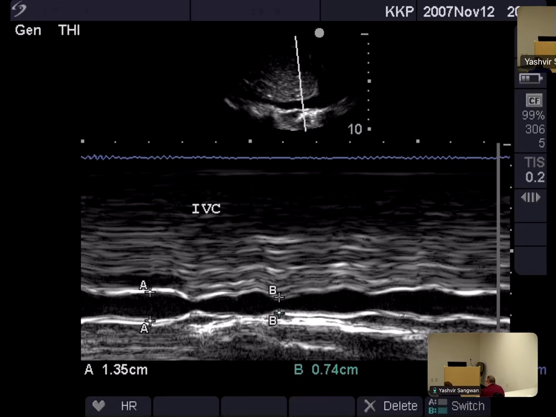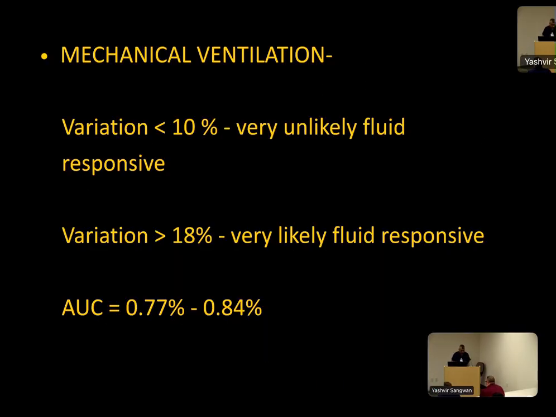It's not a thing that happens with everything. Again, less than 10%, unlikely fluid responsive. 12%, you're getting there. 15%, I'm getting there. 18%, I am very sure it is volume responsive. With the ventilator, it goes to about 0.84 AUC. In a non-ventilated patient, it's 0.77. I don't think the percentage should be there. But it is still better than CVP, which is sitting at 0.54.